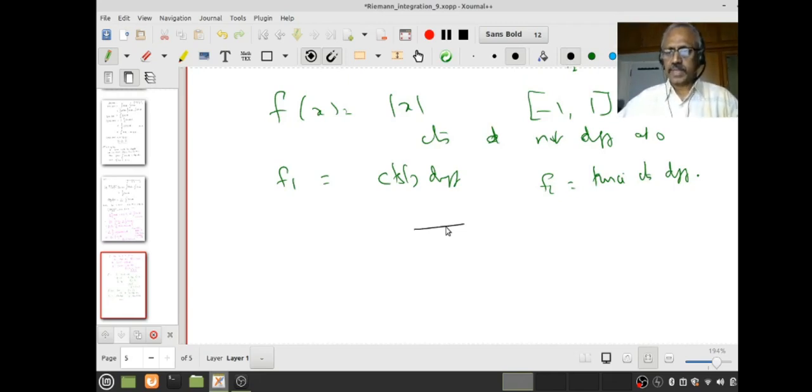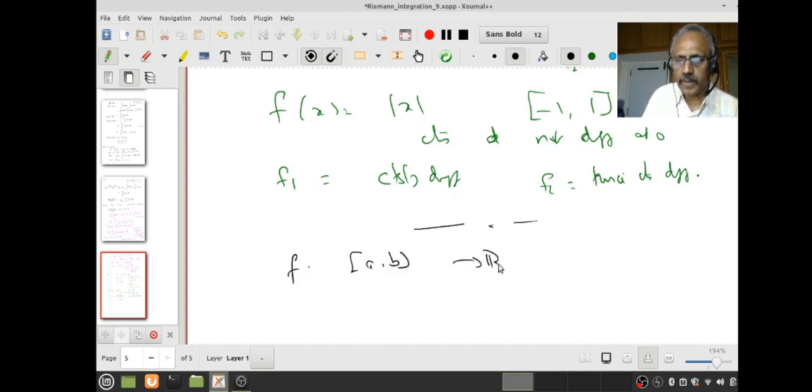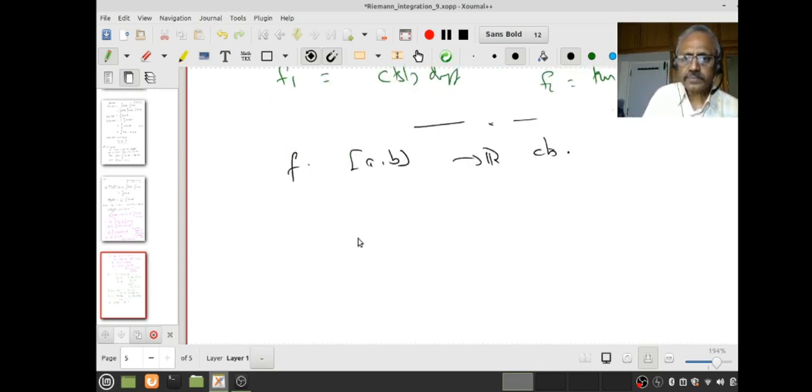Before I stop the lecture, I would like to emphasize a trick. That trick is a very useful trick. What does it say? The trick is the following. Suppose f from a to b to R is continuous. Then what should be known as the mean value or average value of f on the interval a b?